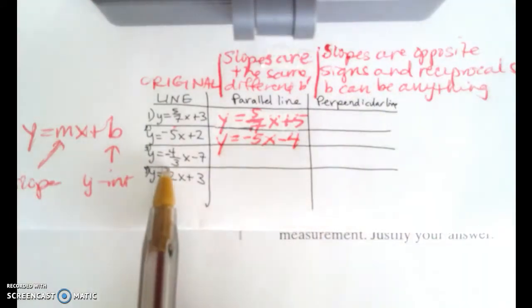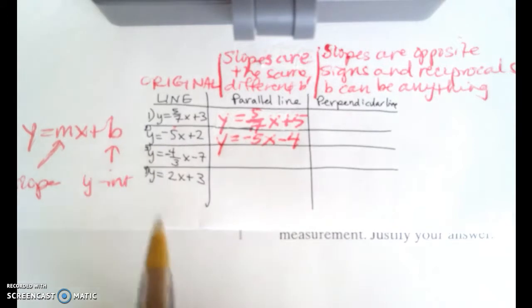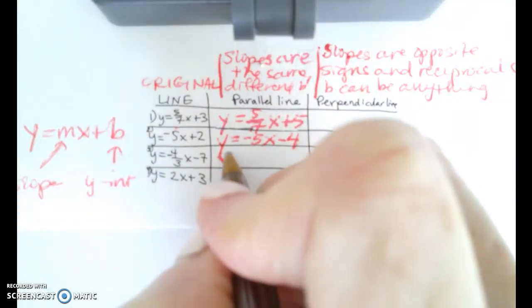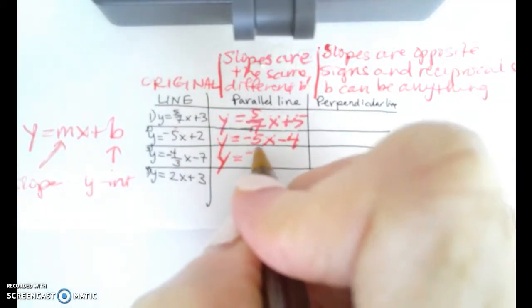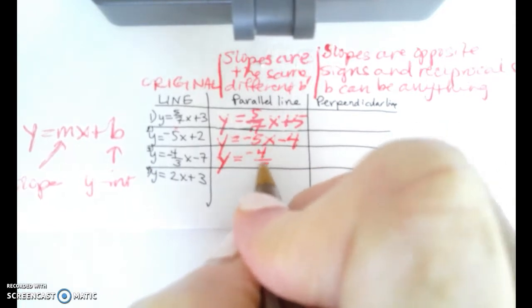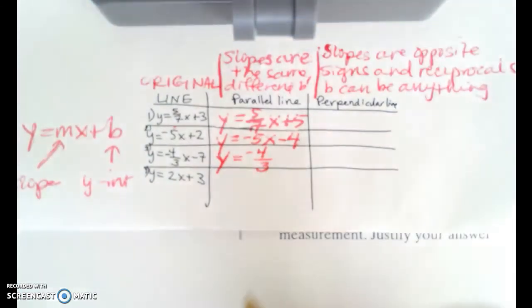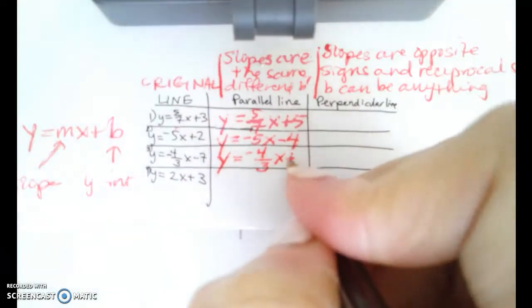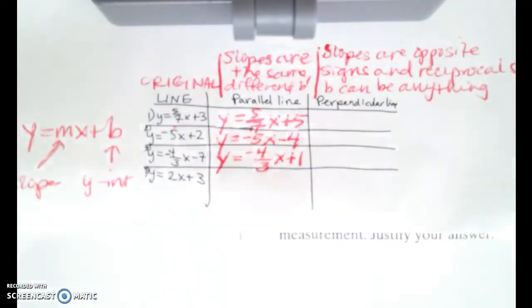Third line has y equals -4/3 x minus 7. So any line parallel to it will also have -4/3 as its slope. And my b value just can't be -7, so it's a different line. So I'll say +1. You could have had anything there other than -7.